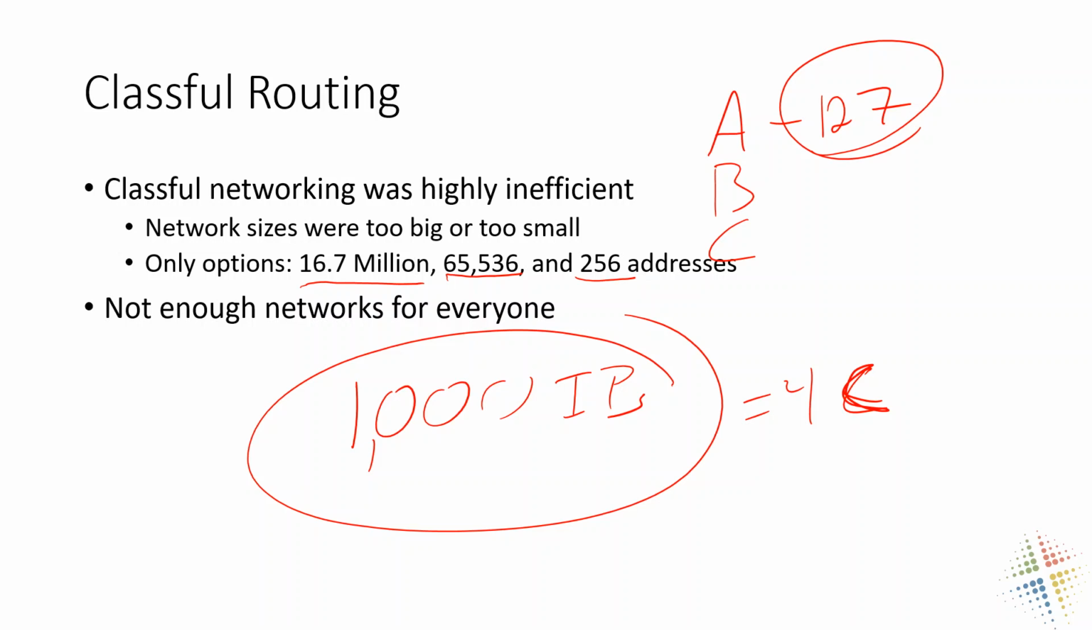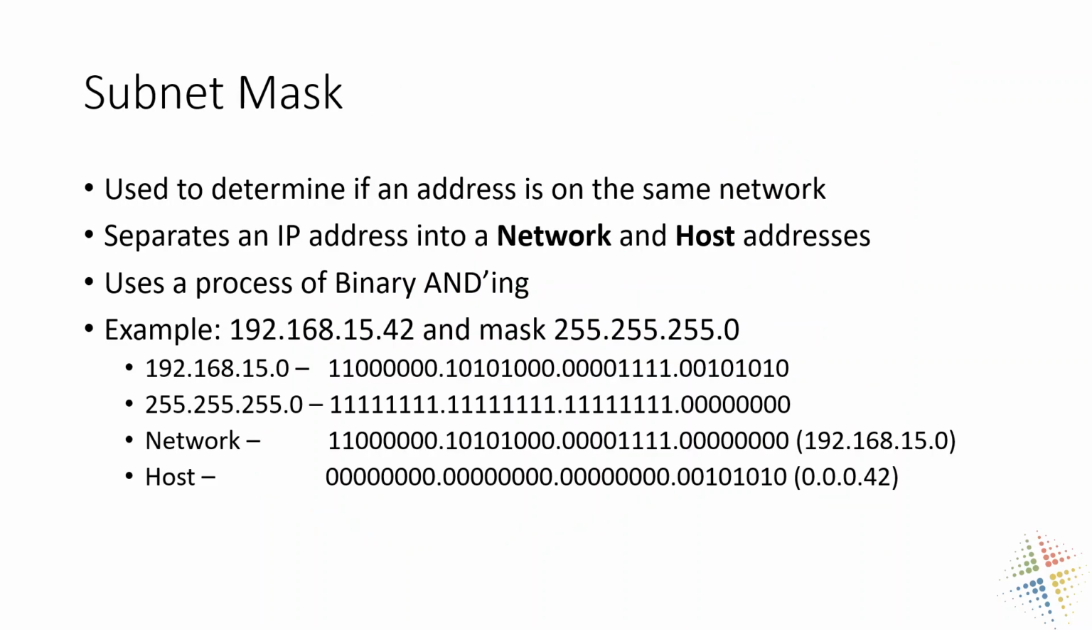Now, in order to talk about classless routing, we need to talk about a subnet mask. Briefly, a subnet mask is used to determine if an address is on the same network. By the way, that is the perfect answer if somebody asks you in a job interview, what is the purpose of a subnet mask? It's used to determine if a target address is on the same network as me. But what exactly does it do? Well, it separates an IP address into a network and a host.